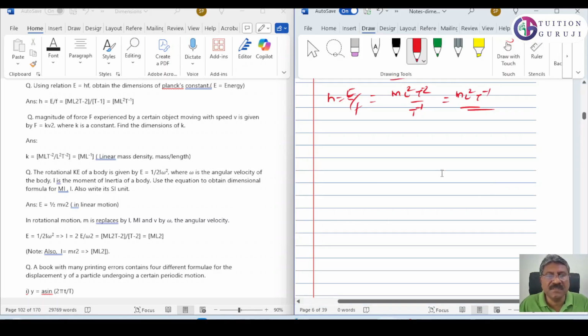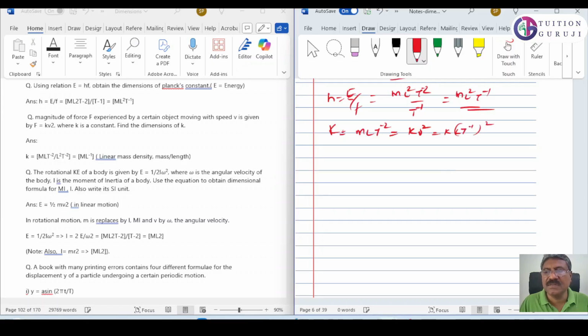Now, the magnitude of force experienced by a certain object moving with speed v is given by F is equal to k v², where k is a constant. Find the dimensions of k. So, the given magnitude of force is M L T⁻², which is equal to k v². Where v is the speed, it is equal to k into (L T⁻¹) the whole squared, which is equal to k L² T⁻².